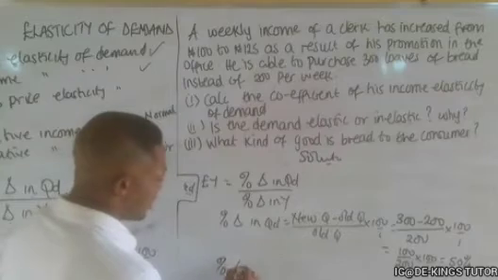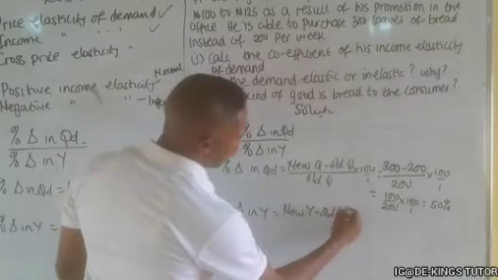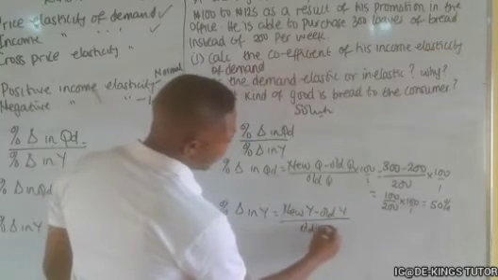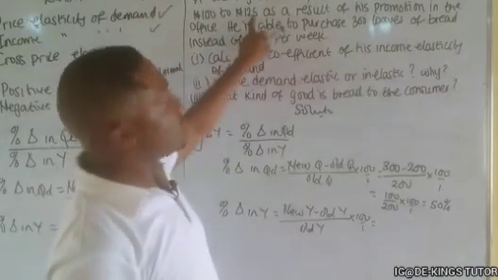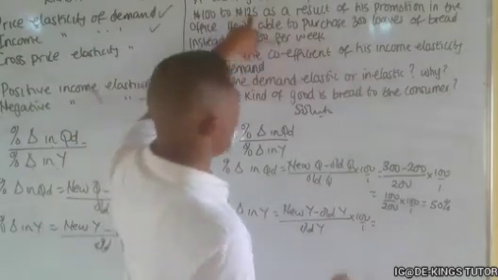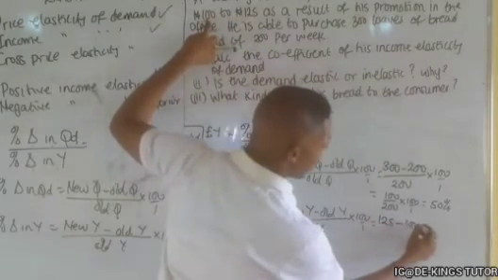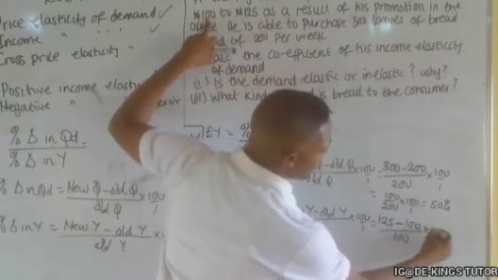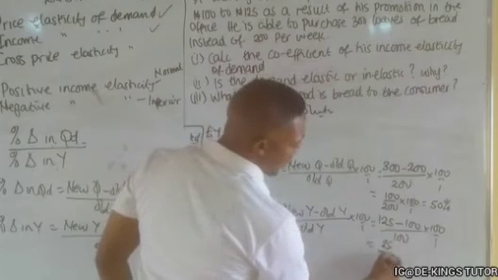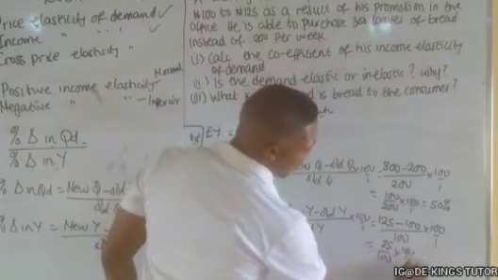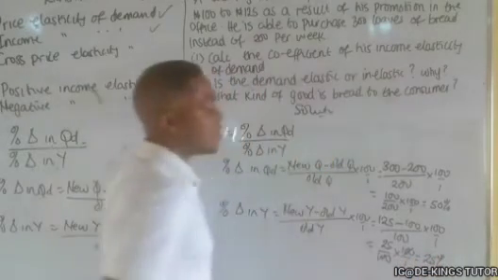The next one is percentage change in income, which is the new income minus the old income divided by the old income times 100 over 1. So what's the new income? It increased from this to this. So the new one is 125 minus the old one, 100, divided by old 100 times 100 over 1. So 125 minus 100 will give us 25 over 100 times 100 over 1. If this cancels this, it is equal to 25%.